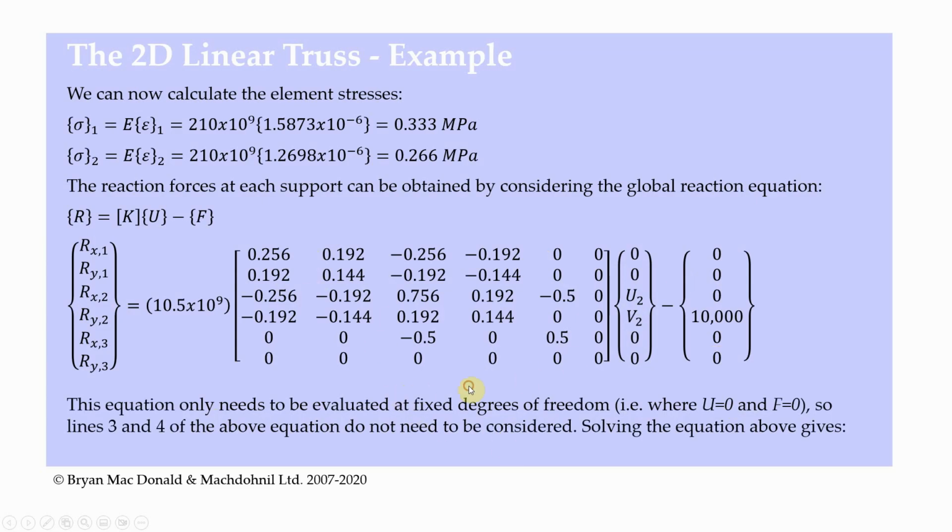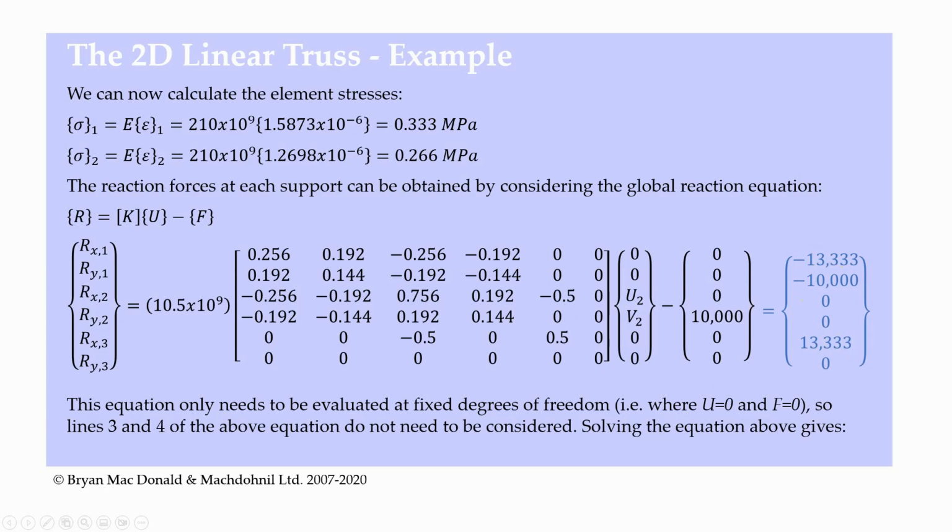And when we do that, we get the reaction force of minus 13,000 in the x direction at node 1, plus 13,000 in the x direction at node 3, and minus 10,000 in the y direction at node 1. So if we consider balancing everything in our system, we've got a minus 13,000 and a plus 13,000, so they balance each other out. We've got a minus 10,000 reaction force and a plus 10,000 force, so again that's balanced in the y and in the x direction.